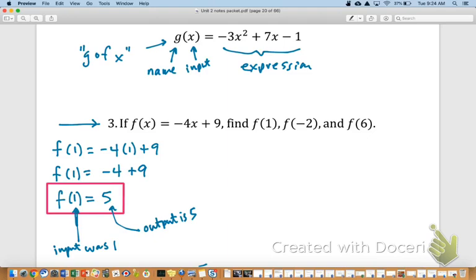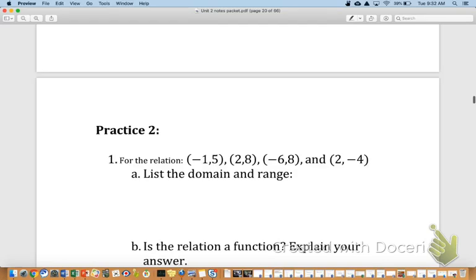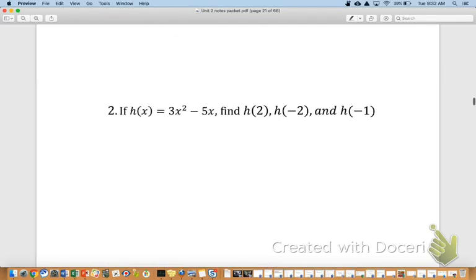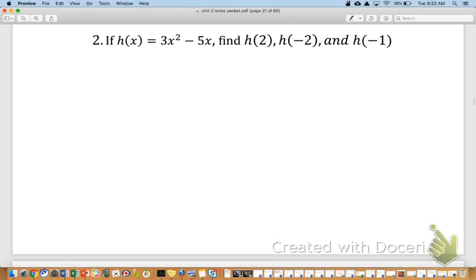Okay, so let's fast forward just a little bit. Move forward one page, and I just want you to try one of these, and we'll see how this goes. Please try this one right here. Please try h of negative 2. This should be forward one page. I think I did that right.